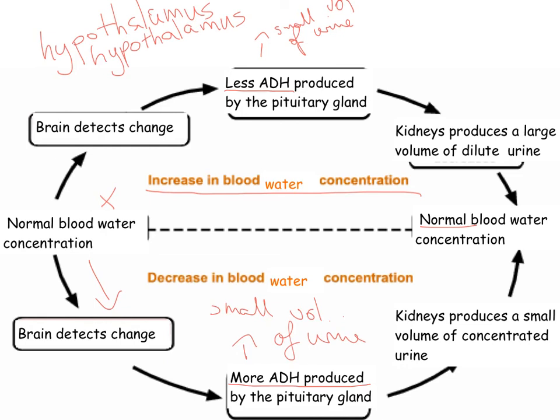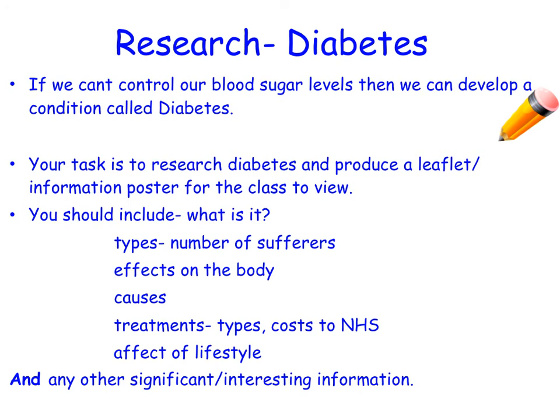So that's the two clever systems that help to maintain your blood glucose and your blood water concentration. It all happens without you having to think about it. And if this didn't work, then it would result in coma and death. Now, I've got a next slide looking at researching diabetes. I said earlier that if we can't control our blood sugar levels, we develop a condition called diabetes.